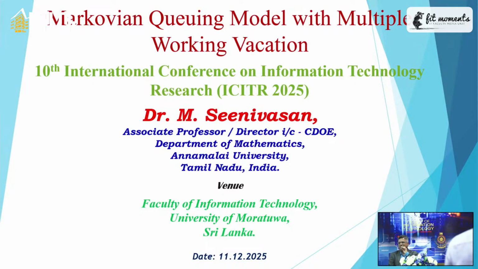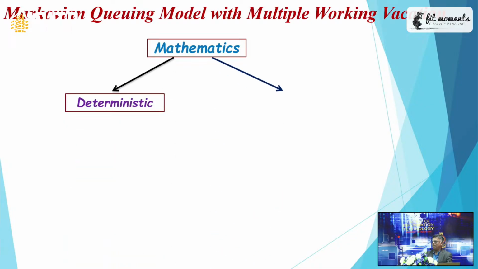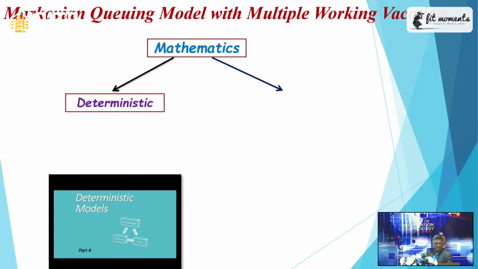Good afternoon to all. My sincere thanks to the organizer for giving me the opportunity to present the paper. My topic is Markovian queuing model with multiple working vacation. Normally we know that mathematics can be divided into two parts. One is deterministic, the other one is non-deterministic.